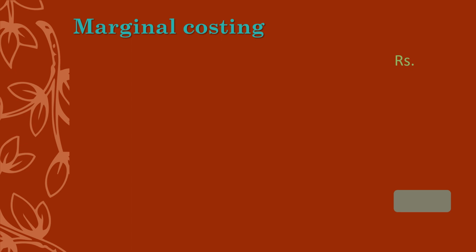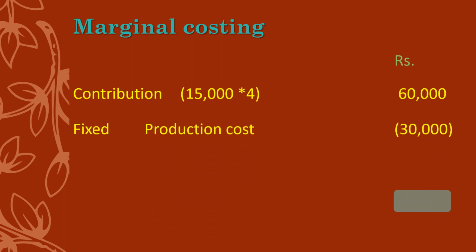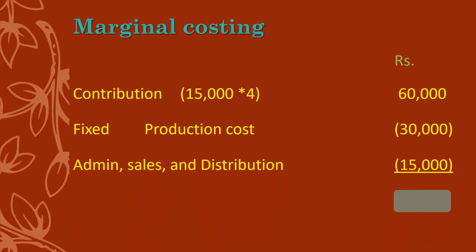Now, let's see the easy approach of preparing the marginal costing profit. Here, we are focusing on the contribution. So, the contribution is the sales quantity into the contribution per unit. That is 10 minus 6 rupees. So, 15,000 into 4 is 60,000. From that value, we are going to deduct the fixed production cost, which is 30,000, and the admin, sales and distribution cost of 15,000. So, we are getting the same net profit figure as 15,000.